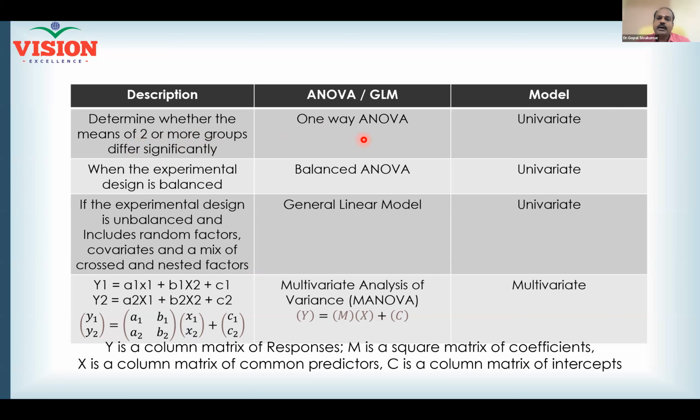You go for one way ANOVA, right? When the experimental design is balanced, you can go for balanced ANOVA. But when the experimental design is unbalanced and includes random factors, covariates, and a mix of crossed factors and nested factors, your situation has become complex. Now you go for the flexible version of ANOVA, which is known as the general linear model.